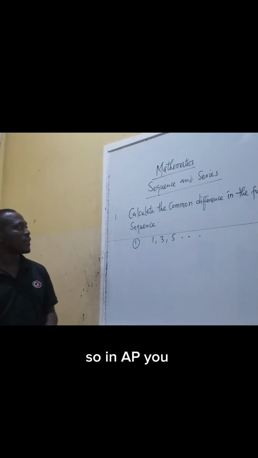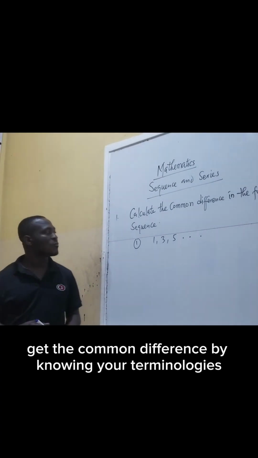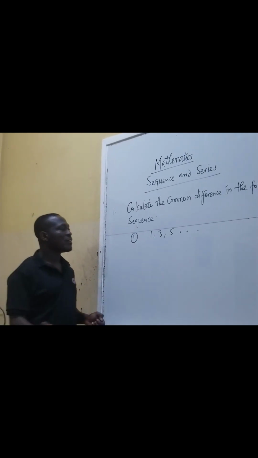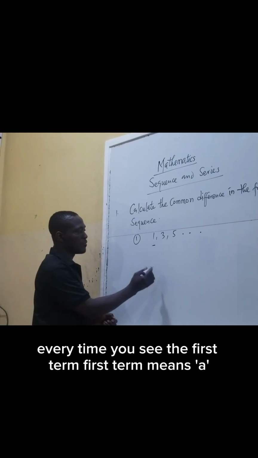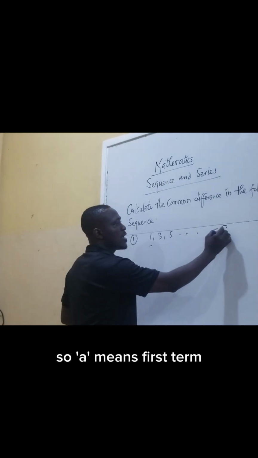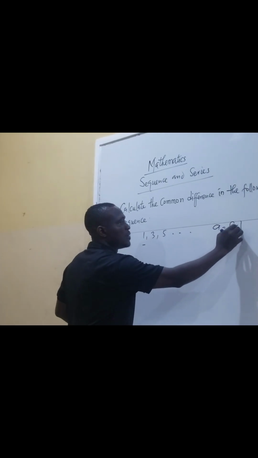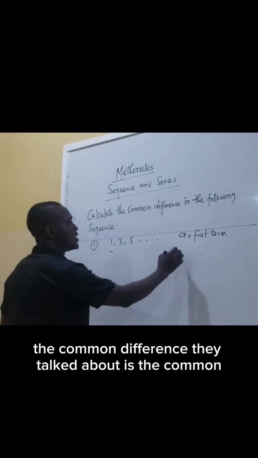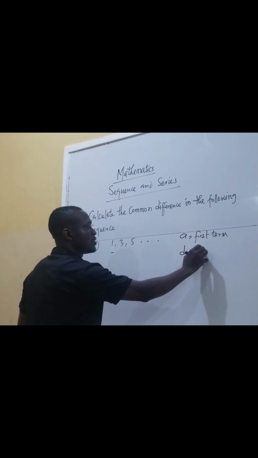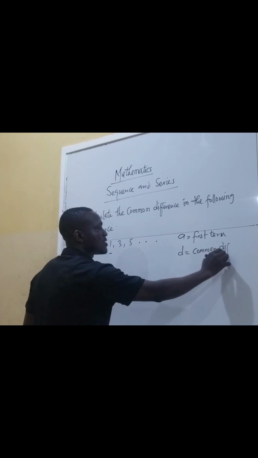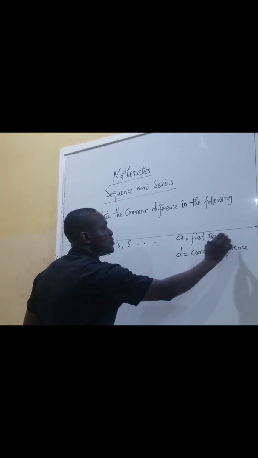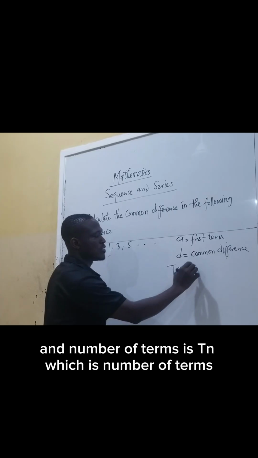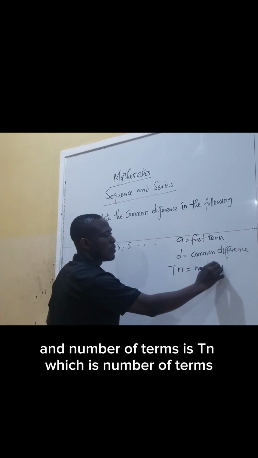So in AP, you get the common difference by knowing your terminologies. Every time you see the first term, it means an A. So A means first term. The common difference they talked about is the common difference, and number of terms is n, Tn, which is number of terms.